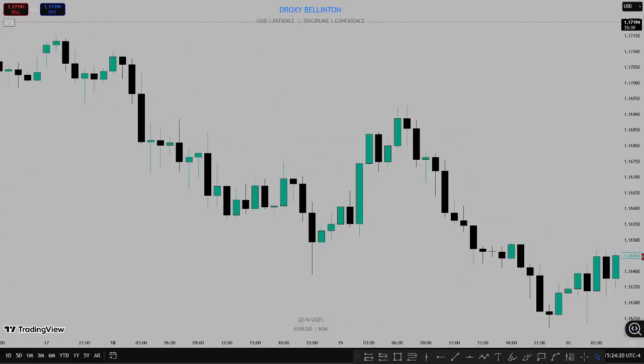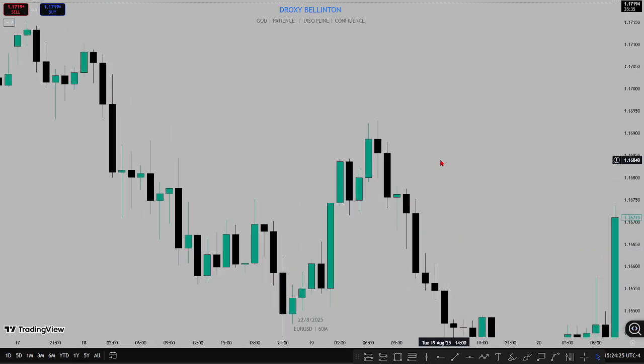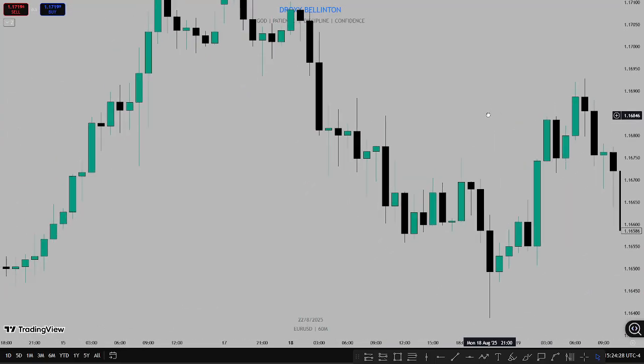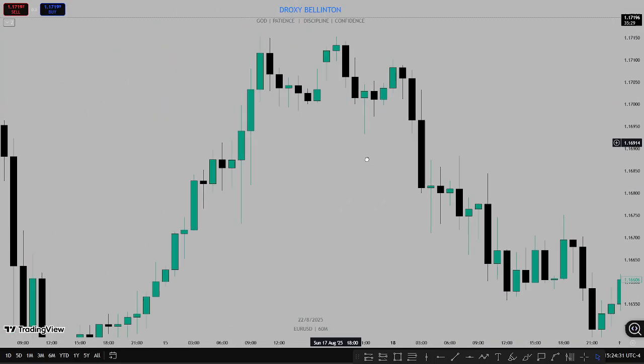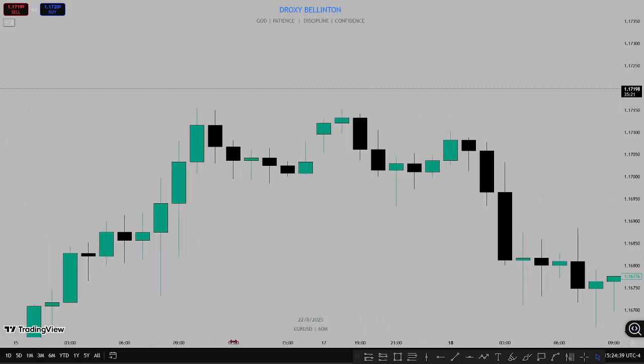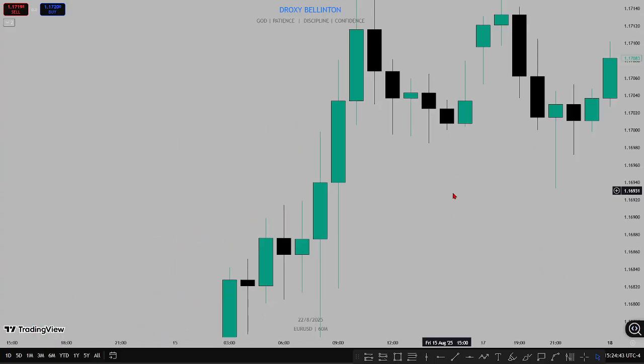Wherever you see black candles, they are bearish candles, and wherever you see green candles, they are bullish candles. Okay, so let's do the bullish candles first. You see this candle here, the candle where my mouse pointer is. This candle. If you take this candle here, you understand.